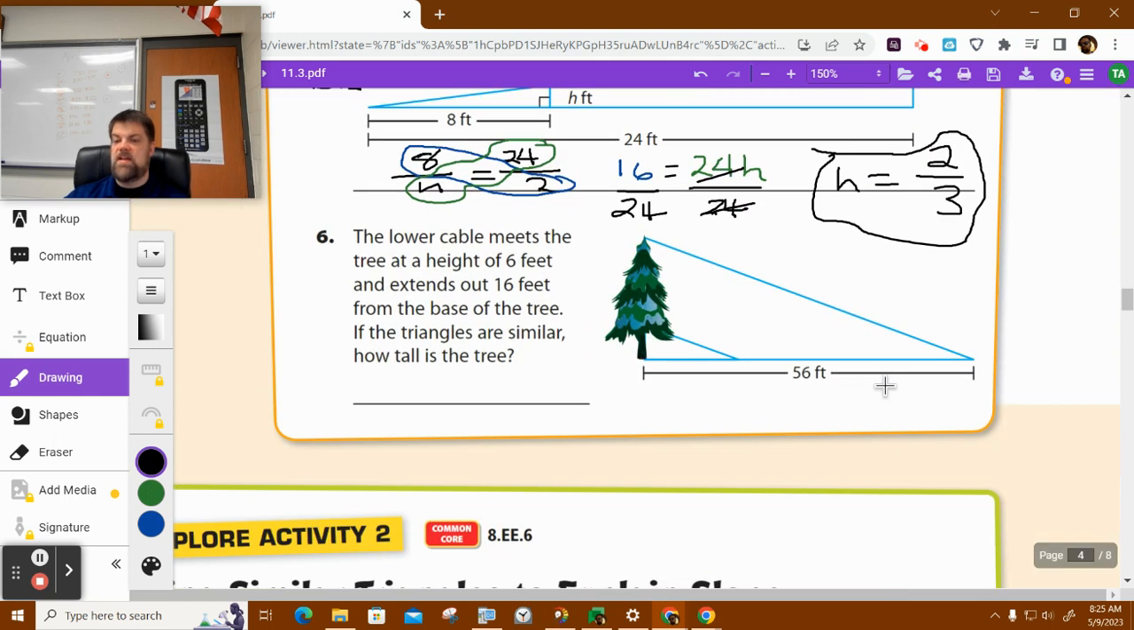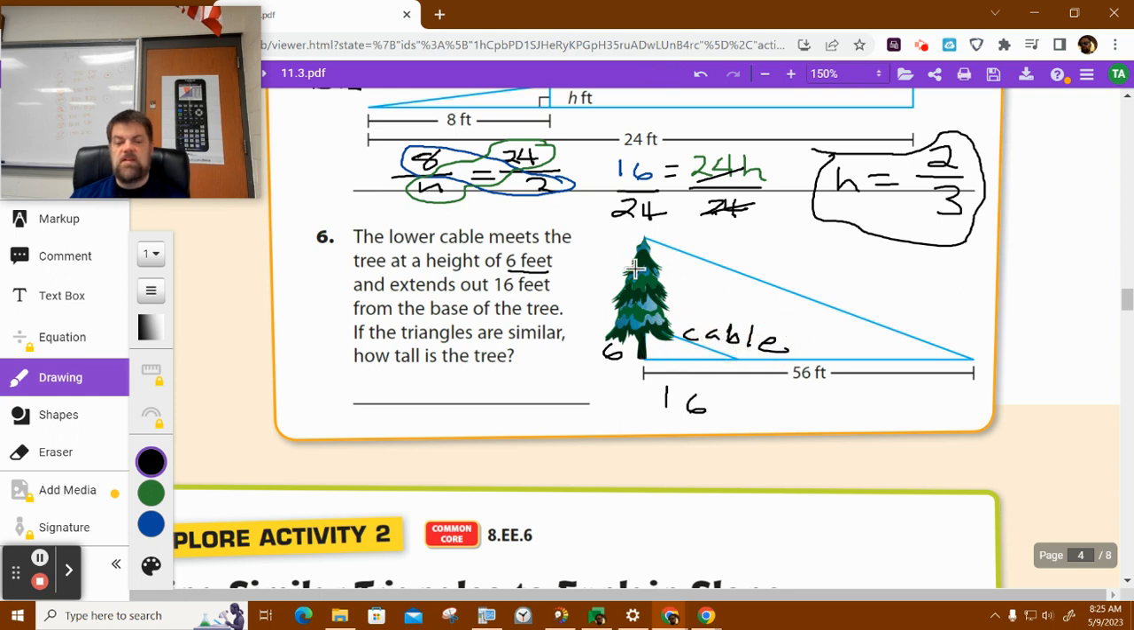All right, let's try the next one. It says the cable lowers and meets the tree at a height of 6 feet. So let's say this is the cable. So it meets this is 6 feet here and extends out 16 feet from the base. So this is the cable right here.